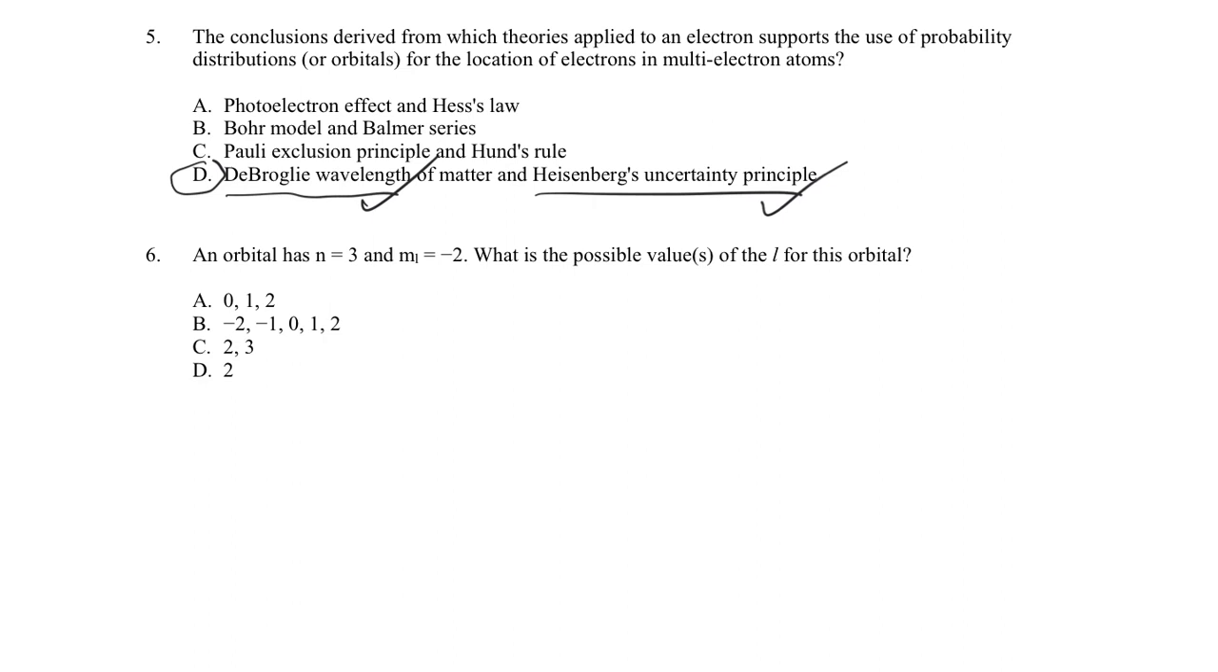The second two choices, Pauli exclusion and Hund's rule, are about how electrons fill into their different configurations. So those are about electron configuration and filling orders. The Bohr model and the Balmer series are just about the H-atom transition.